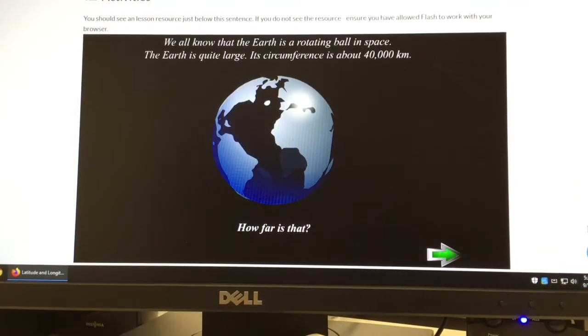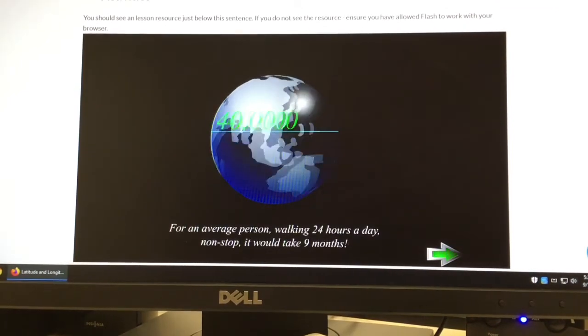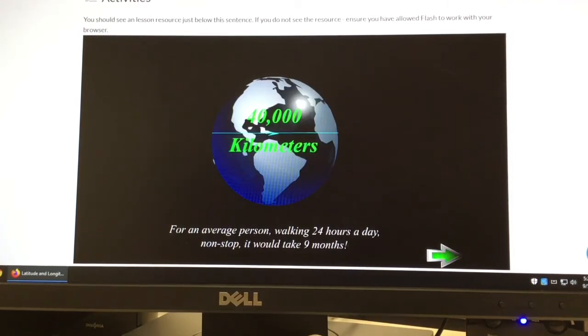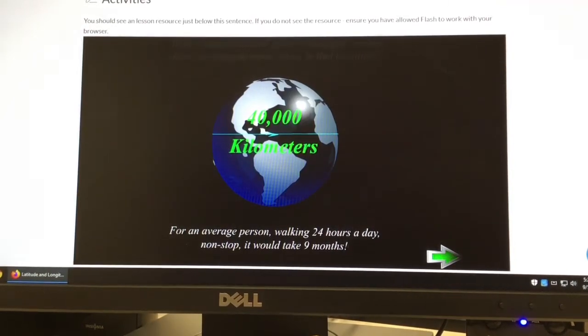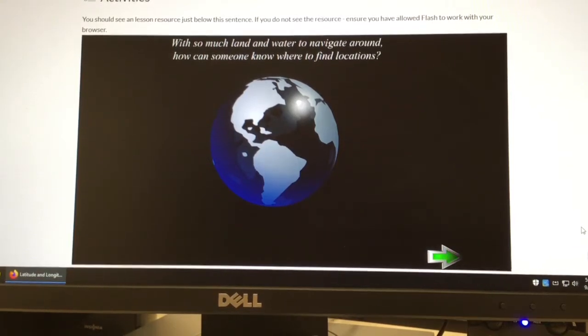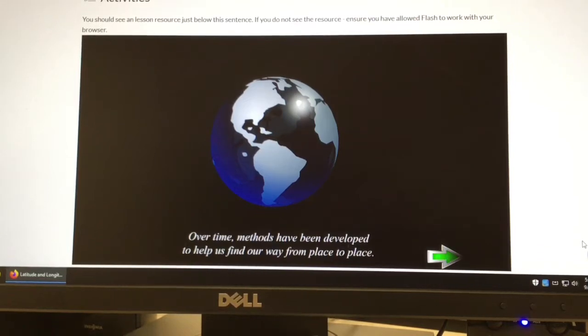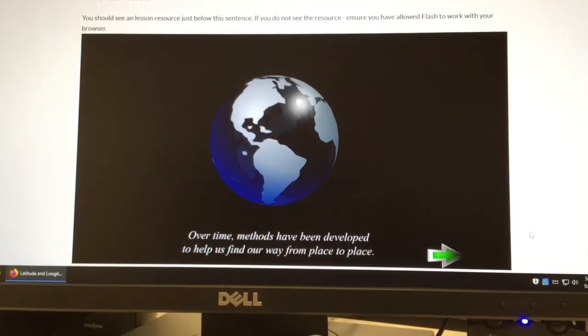We all know that the Earth is a rotating ball in space. The Earth is quite large. Its circumference is about 40,000 kilometers. Well, how far is that? For an average person walking 24 hours a day, non-stop, it would take 9 months. With so much land and water to navigate around, how can someone know where to find locations? Over time, methods have been developed to help us find our way from place to place.